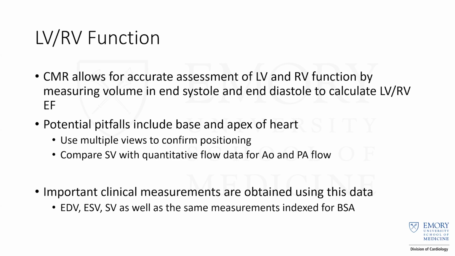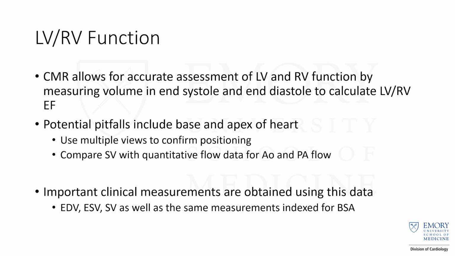This is something that people use a lot if you're having varying EFs on echo, or really poor windows, and you're not able to figure out what the exact function is, or specifically in valvular patients or congenital patients, what the exact LV and RV volumes are at end systole and end diastole. MRI is an excellent way to do that, and that's what we use these Cine short axis images for.